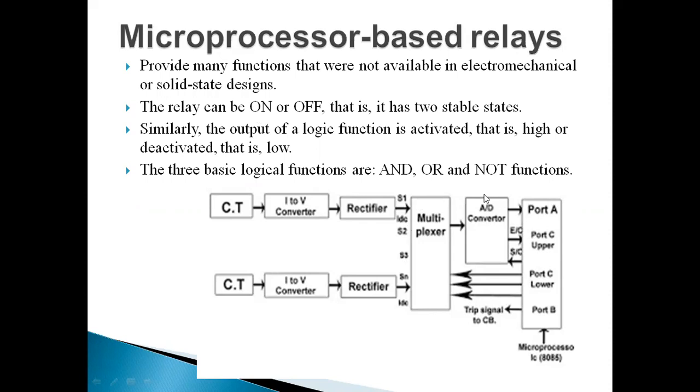Now this is actually the block diagram of this microprocessor based relay. Here we are seeing only the block diagram and flow chart. No particular relay is mentioned here, so this is only the basic, remember. Now in this block diagram, what is there? Current transformers, then I to V converter, then rectifier, then multiplexer, A by D converter, and this is the microprocessor IC.